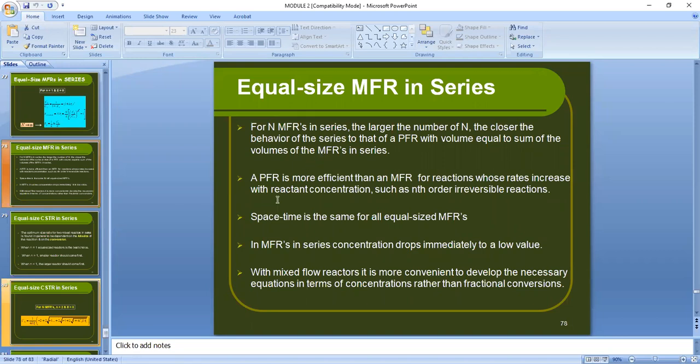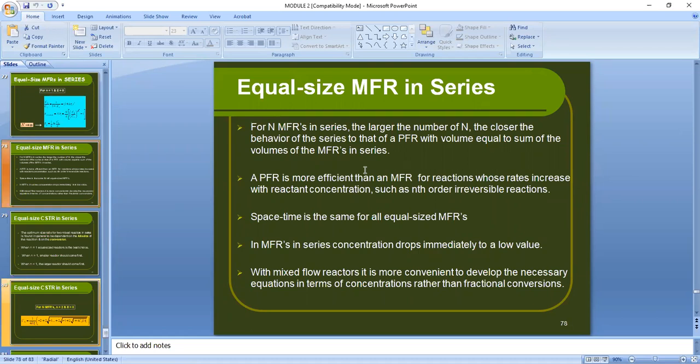So a PFR is more efficient than an MFR. You know this for reactions whose rates increase with reactant concentration, which is usually the case, such as any nth order irreversible reaction. We know that as the reactant concentration increases, of course, the reaction rate will also increase. So generally, a PFR is more efficient, in the sense that the degree of conversion is higher compared to the MFR, given the same time for the two systems to process the volume.